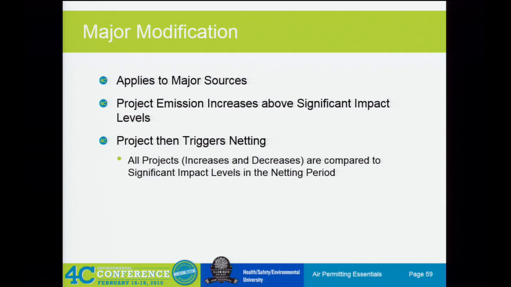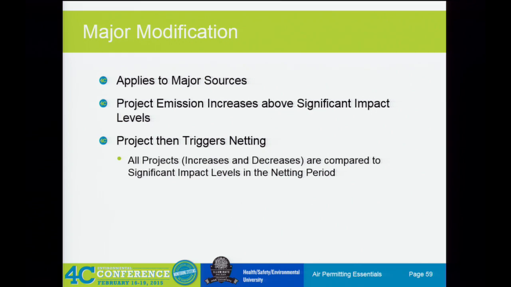Major modification, so it applies to major sources. So if your source is an existing major source, to trigger a PSD permit for an existing major source, you have to have a major modification. And so is the project emission increase above significant impact levels? And we'll get into what those significant impact levels are later. But the important thing to remember is that to trigger a PSD permit for an existing major source, and that's one that's greater than 100 tons per year, is if you calculate your project emission increases, and if they're above the significant impact levels, then you are triggering a PSD permit. And that's the first step in determining whether you trigger PSD permitting.